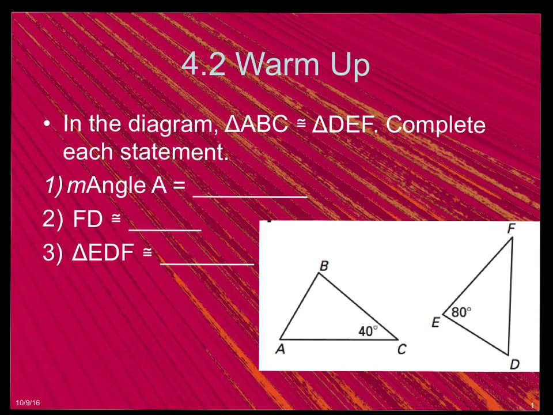So if I asked you to find the one that's congruent to the measure of angle A, it would be what? D. And then FD would match with what? AC or CA, right? They're both the same thing. So you could say CA, you could say AC. The order of the letters in a segment doesn't matter.